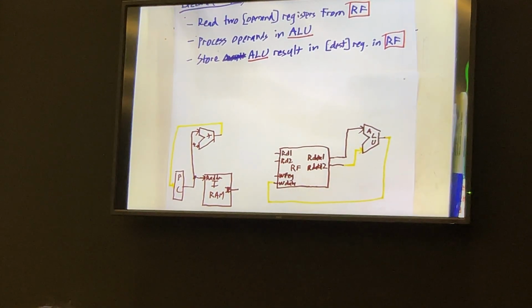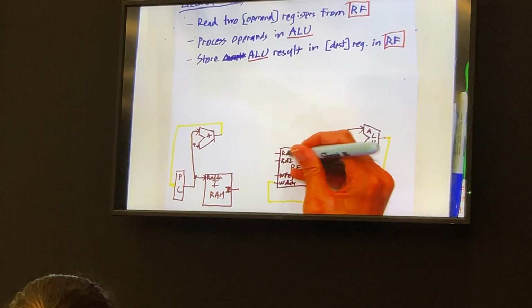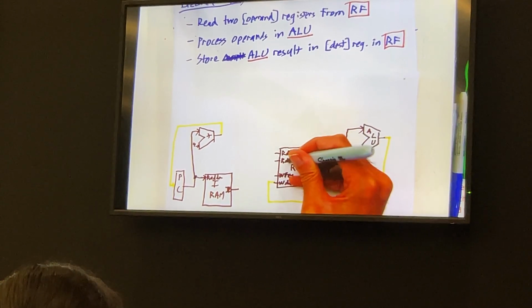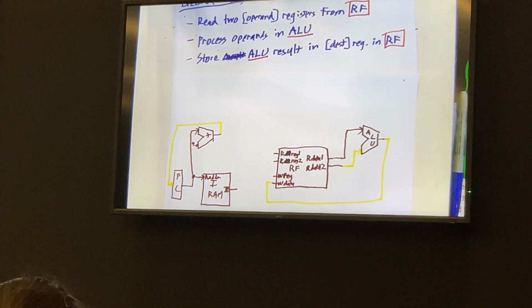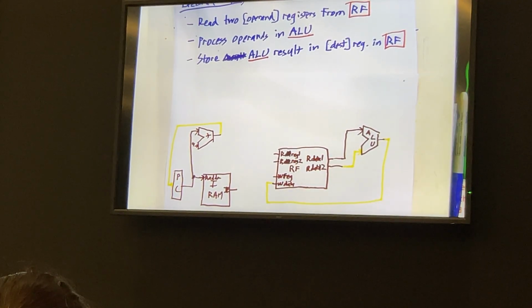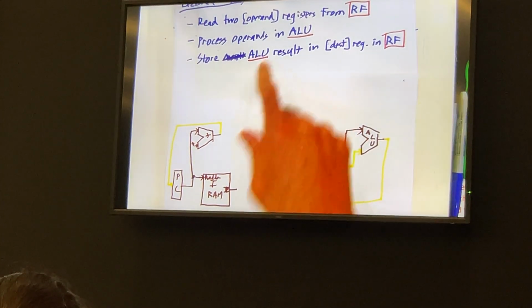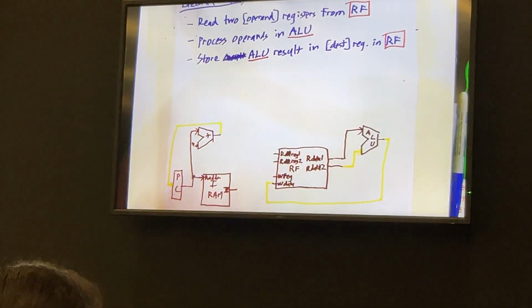Actually, I'm going to be more consistent with the book. I'm going to call these read register 1 and read register 2. Okay, are we done with the execute for R-type? Yeah, I guess we are, because we've done this and we've done this. Now we're ready to do the execute of more instructions.